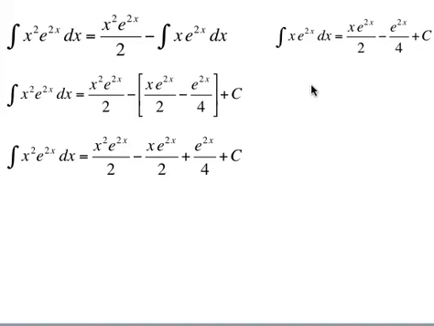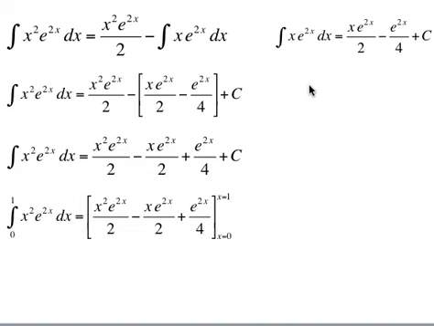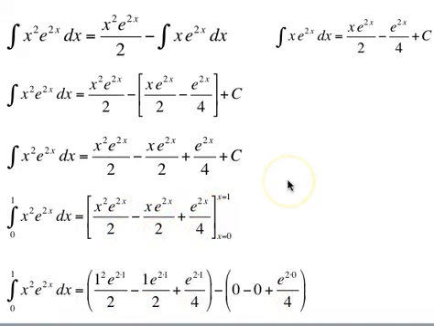But remember we were doing a definite integral from 0 to 1. Which means I've got to take this part without the c, evaluate it at 0, evaluate it at 1, subtract. Plugging in 1: 1 e to the 2nd over 2 minus 1 e to the 2nd over 2, those go away, plus e to the 2nd over 4. Plugging in 0, this piece is 0, this piece is 0, that's e to the 0 over 4.